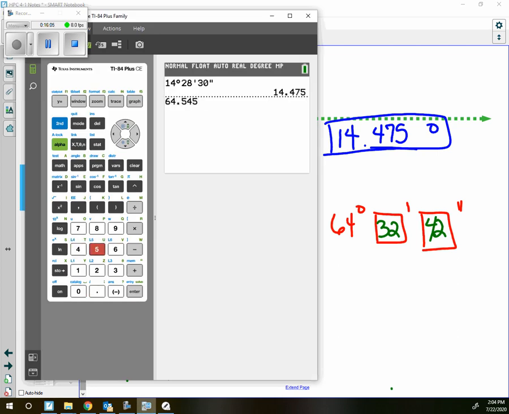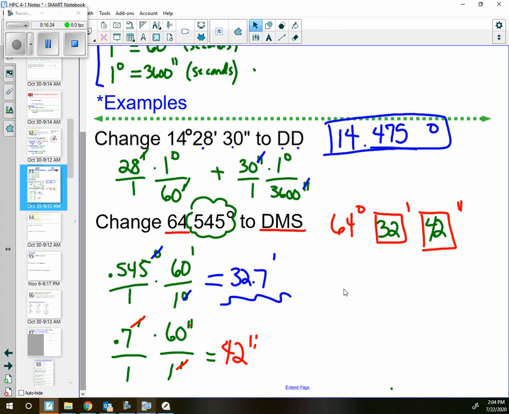64.545. Go back to your angle menu, and we just want, can you guess? Number 4. That means little arrow, change my answer to degrees, minutes, seconds. And there you go. This is a wonderful time saver. So I use this all the time. I wanted you to understand where it's coming from, how you do those conversions, but I would say most of the time people are just going to do that on their calculator.